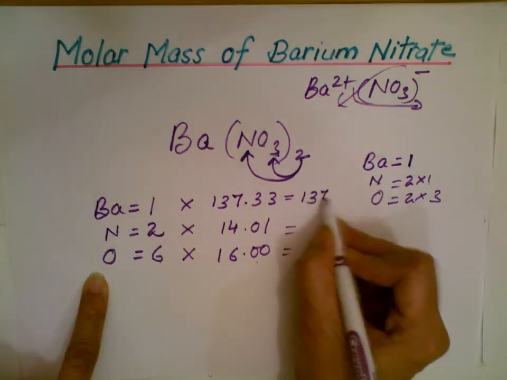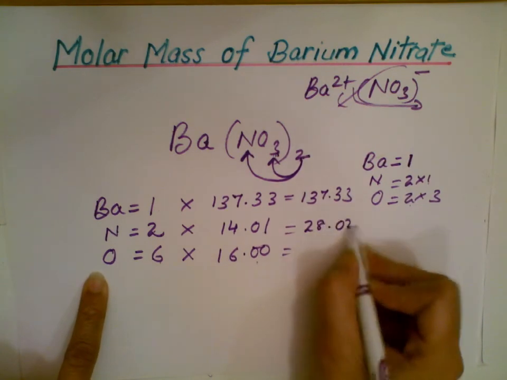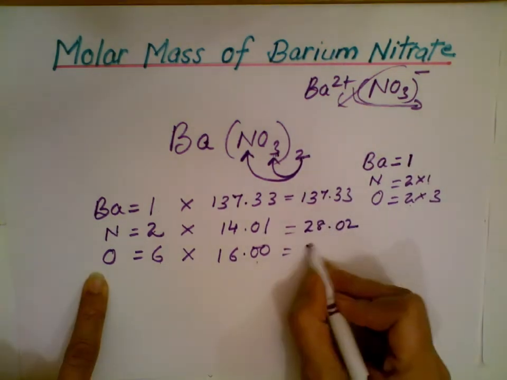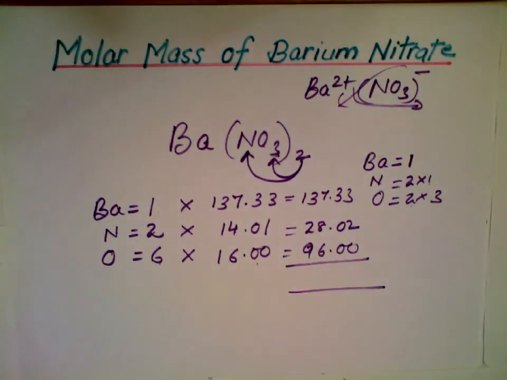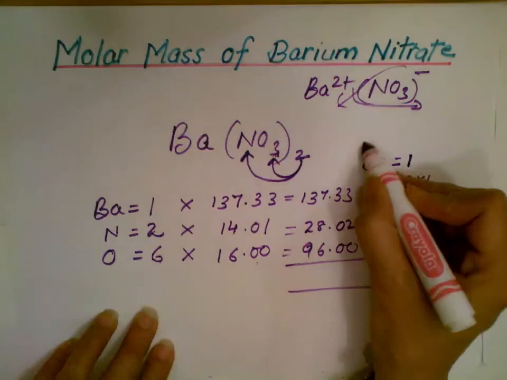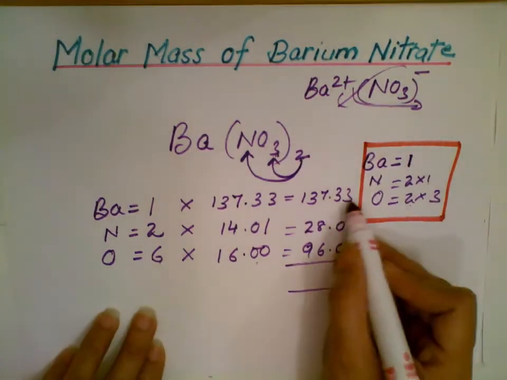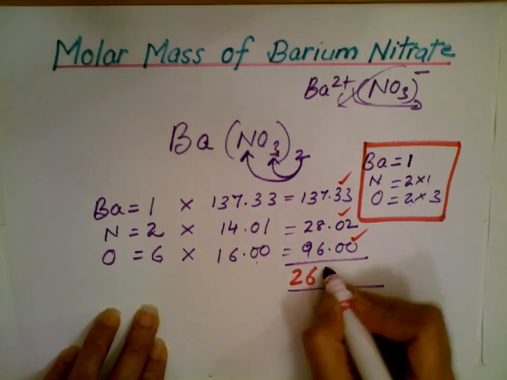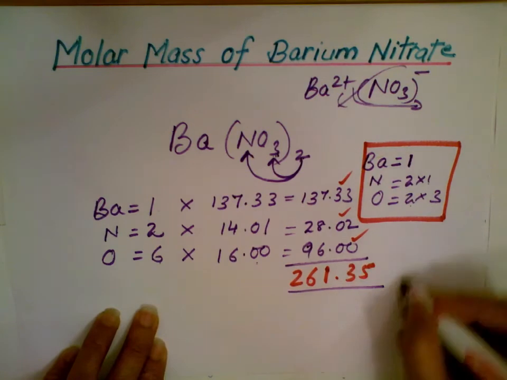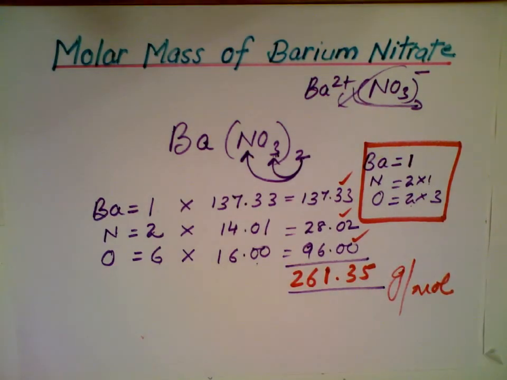So when you do that, when you're using the calculator for multiplying these numbers, this is what you're getting. And please use your calculator again to add these numbers. Don't get mixed up. So again, use your calculator. 1, 2, and 3. When you add this, you are going to get 261.35 grams per mole. The unit is important, and it is required to write it down.